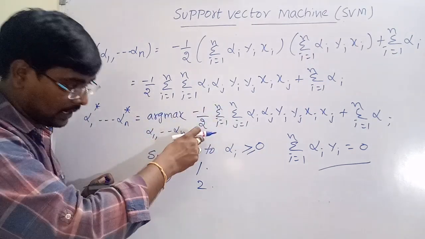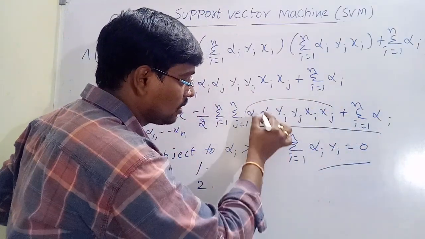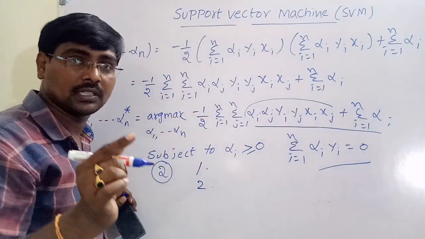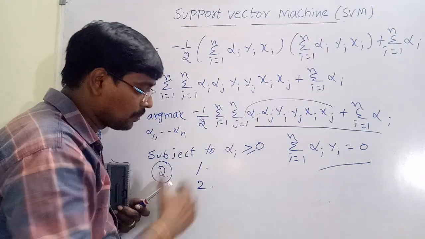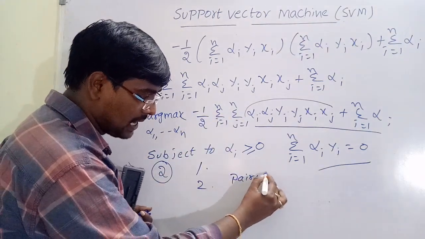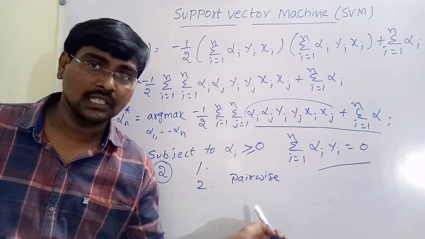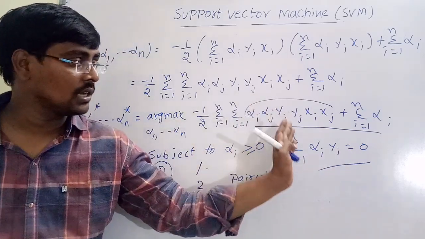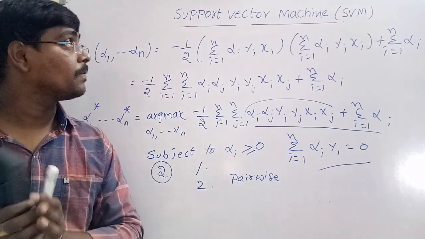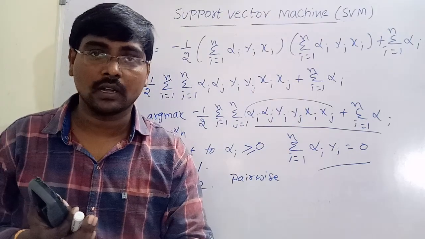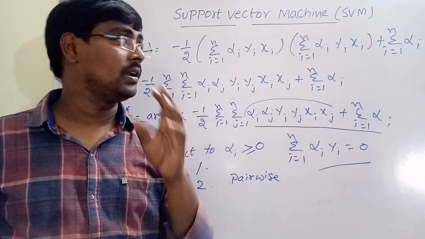The optimization problem we are calculating entirely depends on this. All are dot products. The optimization problem is defined as pairwise dot products between the instances, and these are represented in the gram matrix. Up to now we have been discussing the support vector machine for linearly separable data.